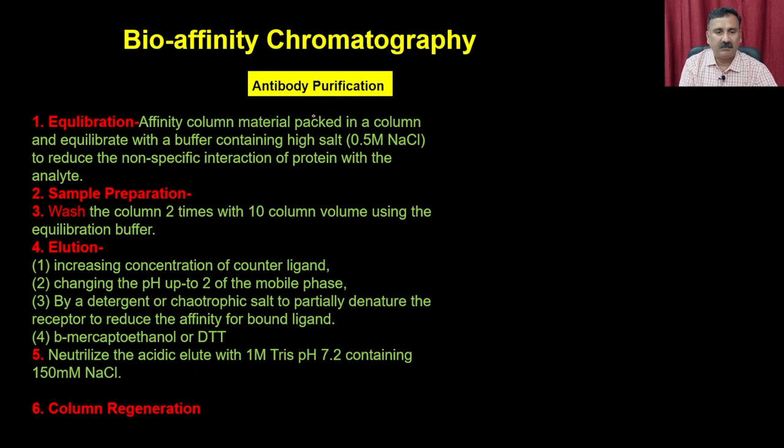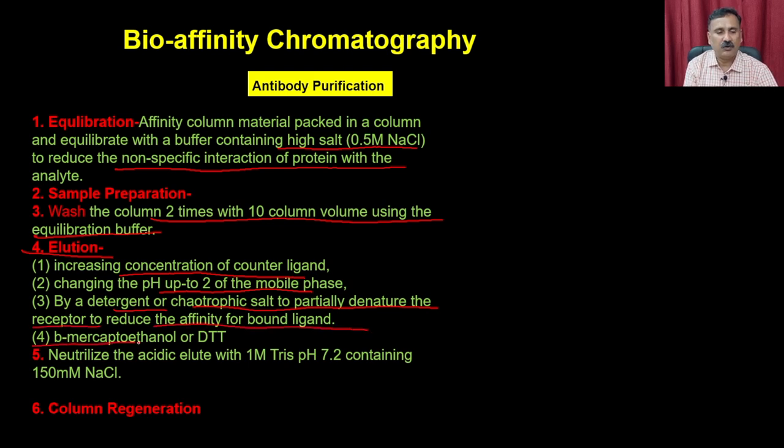So in antibody purification, you can just pack the column with the receptor coupled to this, and you can equilibrate the affinity column with a high salt containing buffer so that it can reduce the non-specific interactions. Then you can wash the column with 10 column volumes of the equilibration buffer, and then you can do the elution. You can use counter ions, or you can use a pH of 2, or you can use detergent or a chaotropic salt to partially denature the receptor to reduce the affinity for the bound ligand, or you can also use beta-mercaptoethanol or DTT, and all of these are going to release the antibodies from the matrix. And that you can collect and purify.